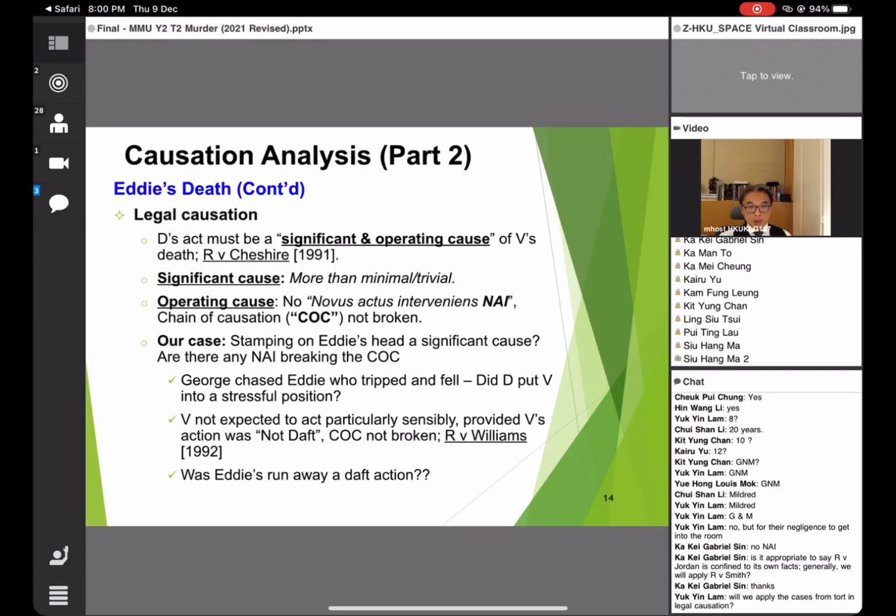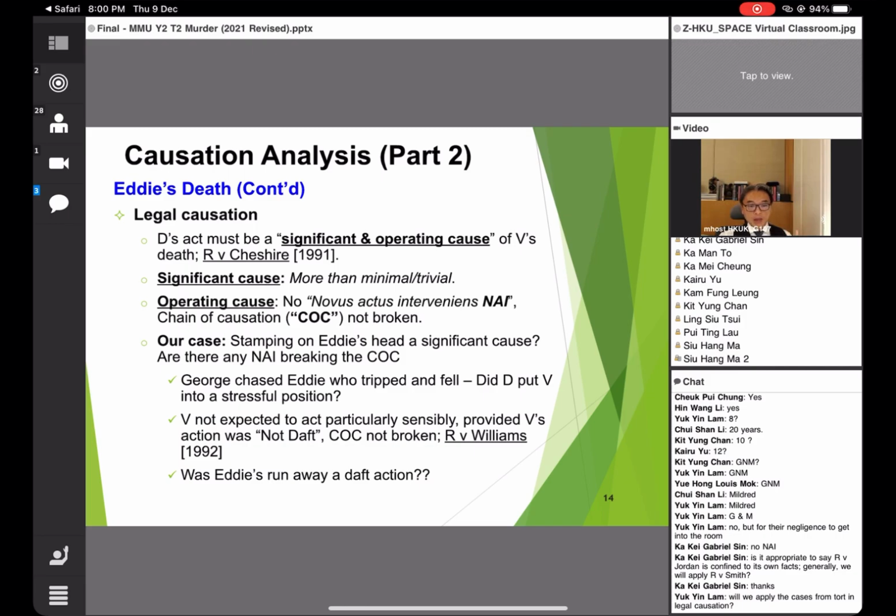Legal causation, again, remember, we have to look at whether the defendant's act is a significant and operating cause of the victim's death. R v Cheshire 1991. Significant means more than minimal, more than trivial. Operating cause means no NAI. If it is no NAI, that means it will not break the COC. Have that framework in your mind, and let us look at applying the law to the facts of the case.